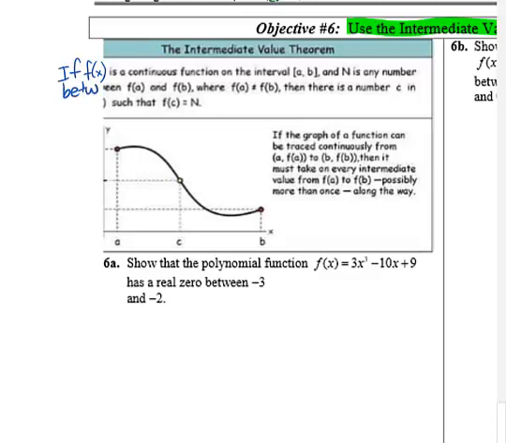You know, at this point I'm already lost. I don't know what you're talking about. Where f of a does not equal f of b, then there is a number c in, oh, I should say, the interval [a, b], such that f of c equals N. It's like, what are we talking about here, you guys?